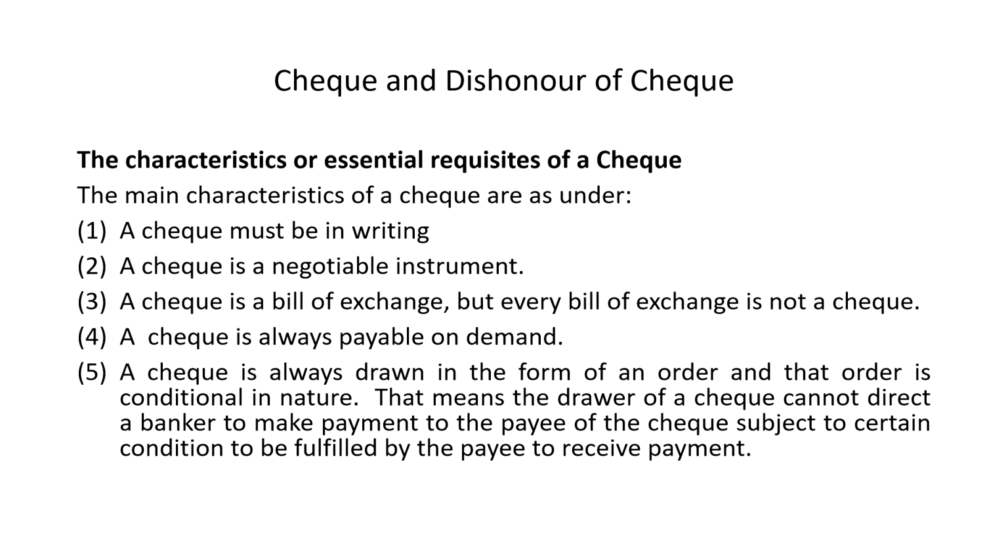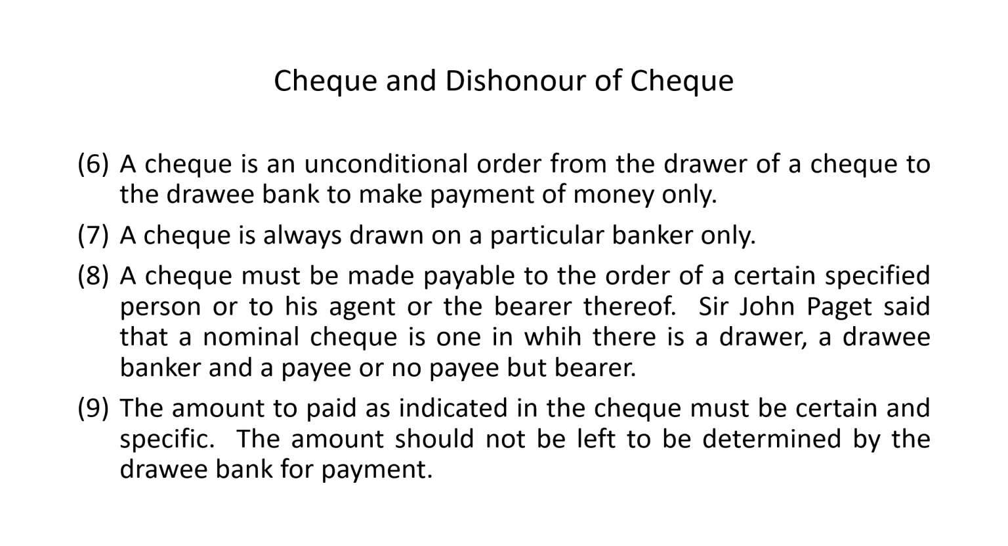Check is always drawn in the form of an order, and that order is unconditional in nature. That means the drawer of a check cannot direct a banker to make payment to the payee subject to certain conditions to be fulfilled by the payee to receive payment. There is no kind of condition that can be made. A check is an unconditional order from the drawer to the drawee bank to make payment of money only. So whatever the apparent tenor, the money which appears is paid, but as I have told you, if any alteration or mismatch is found, it is again a subject matter of dishonour, and the paying banker will dishonour on that basis. If it is not there, then you will have to make payment.